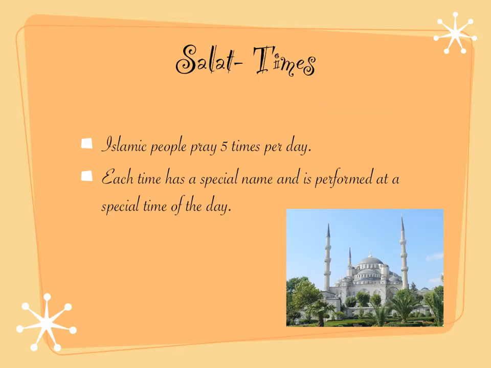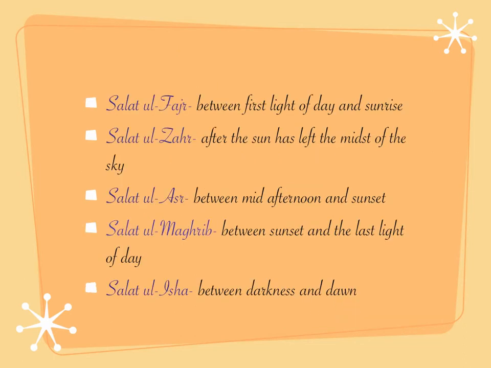Okay, so Salat, we mentioned that it's obviously people praying 5 times a day, and that each time has a special name, performed at a special time of the day. So the first one, which was at dawn, it's called Salat ul-Fajr. Then we've got the second one there, Salat uz-Zuhr, which is basically around noon. Mid-afternoon is the next one. And then between sunset and last light of day. And finally, Salat ul-Isha, which is between darkness and dawn. Okay, so that's 5 times. And pretty strict Muslims will certainly stick to that.